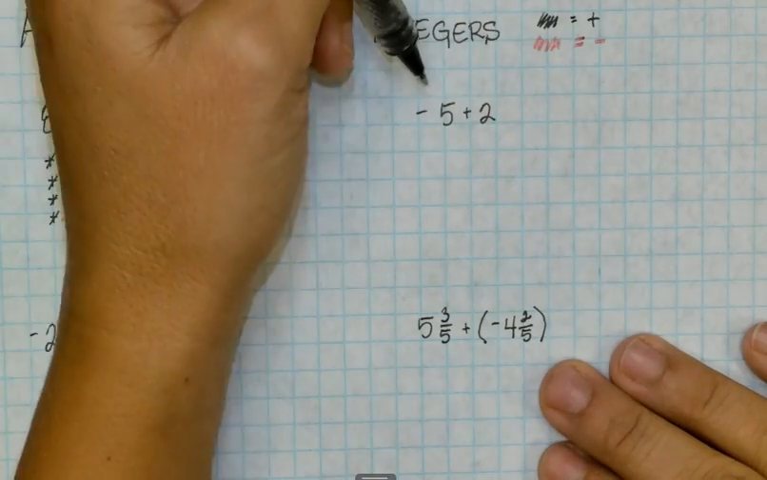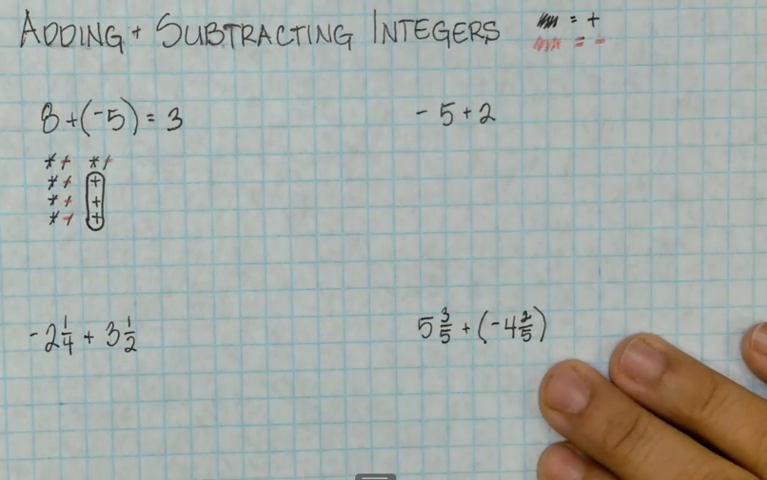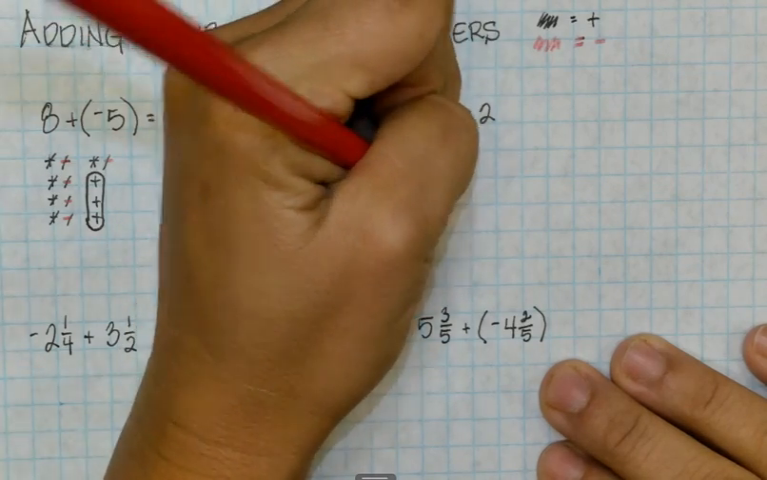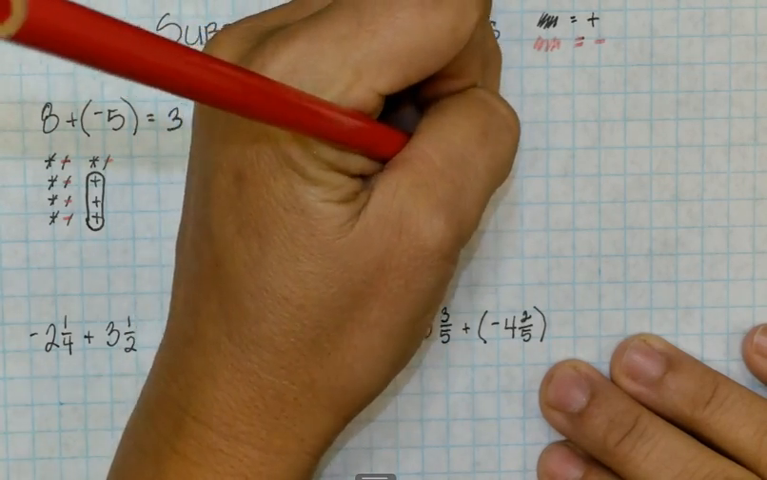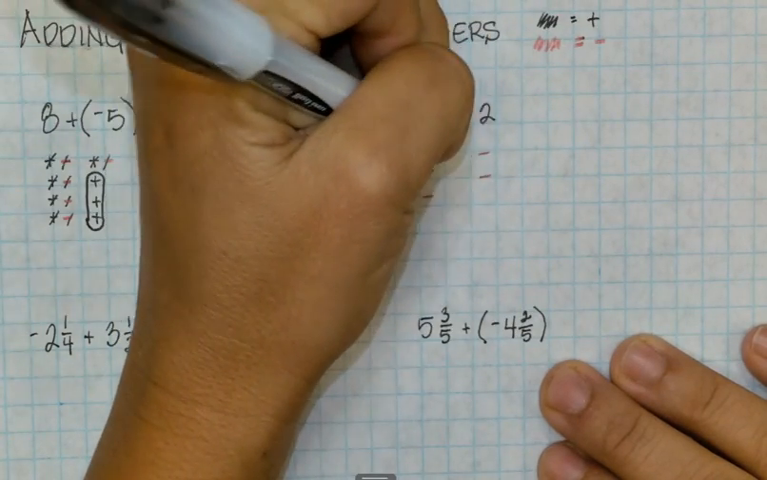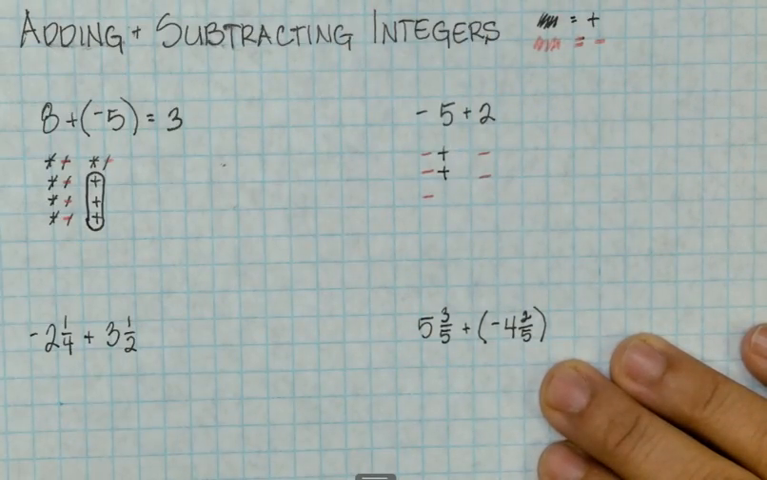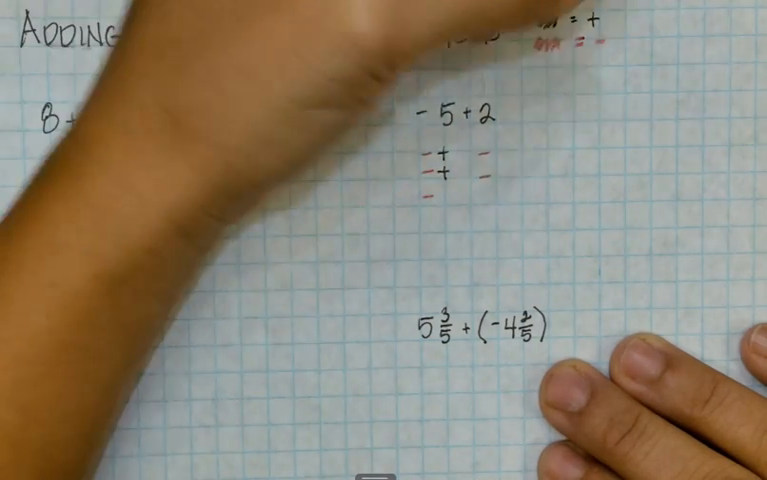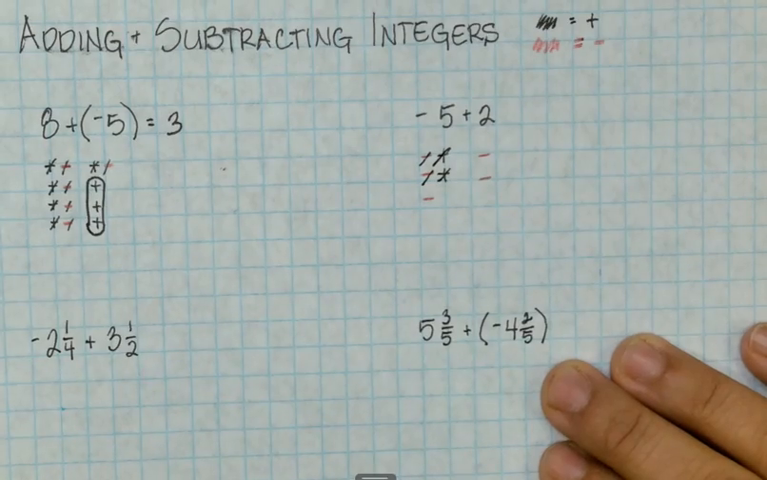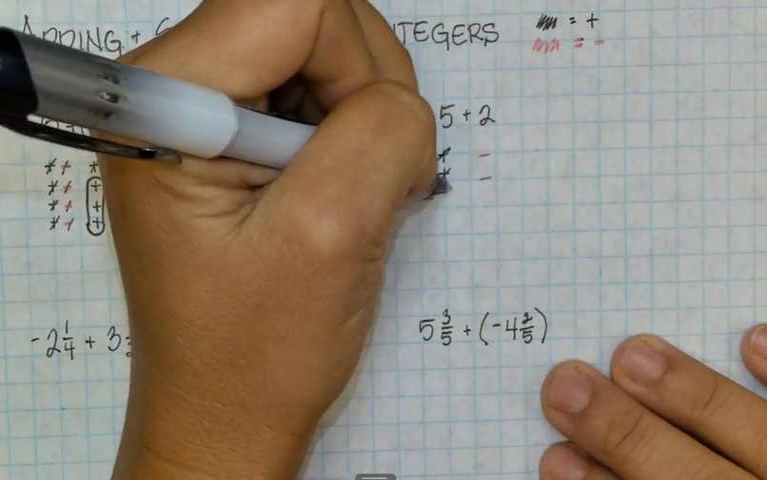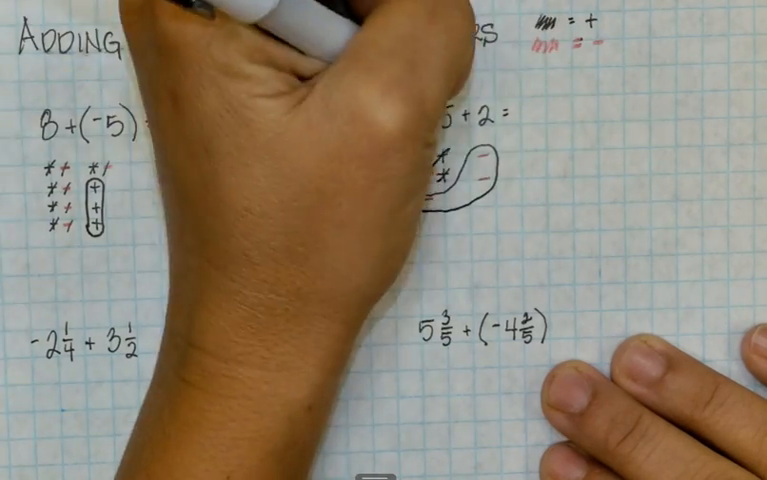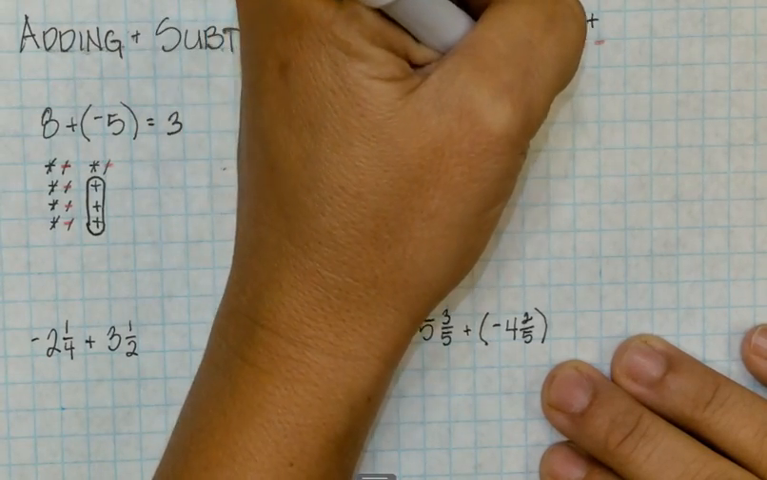Next one, I've got negative 5 plus 2. I've got 1, 2, 3, 4, 5. So there's my negative 5. And then I have a positive 2: 1, 2. And again, I'm going to cancel them out for each pair I have. There's 1, there's 2. What I'm left with is 3 negatives. Negative 5 plus 2 equals negative 3.